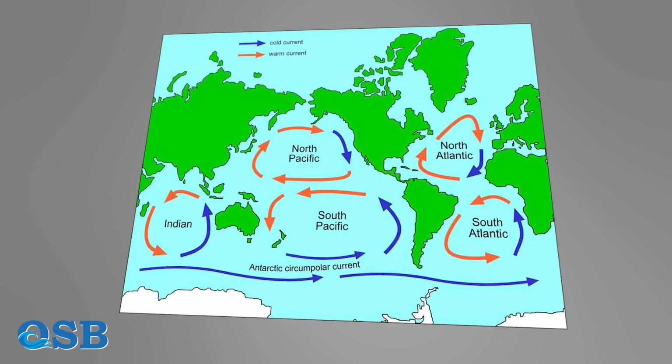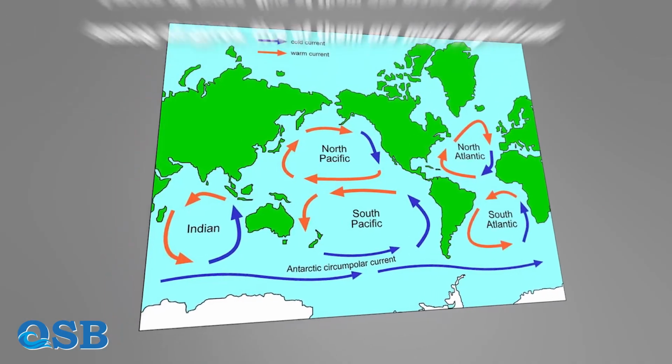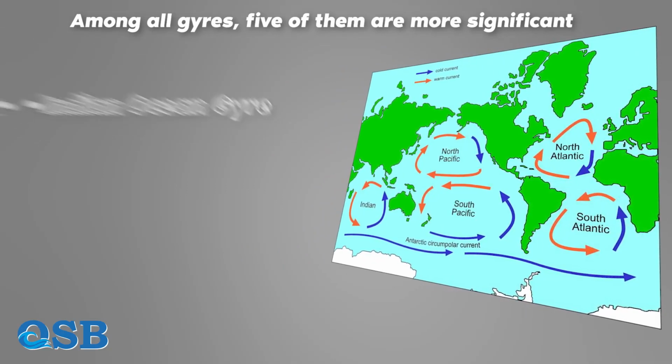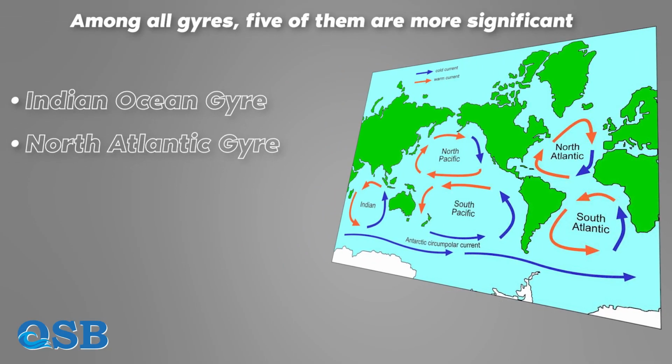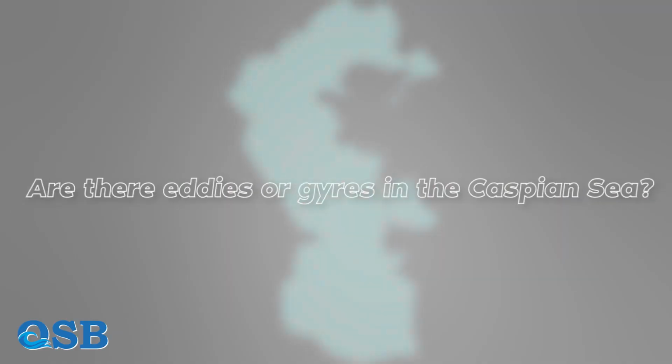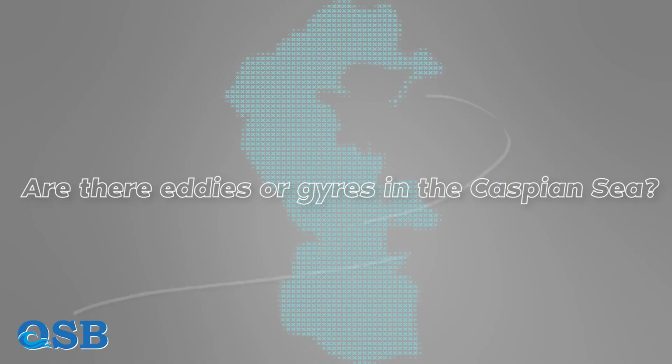There are many eddies and some gyres in the ocean. Among all gyres, 5 of them are more significant: 1. Indian Ocean Gyre, 2. North Atlantic Gyre, 3. North Pacific Gyre, 4. South Atlantic Gyre, 5. South Pacific Gyre. Are there eddies or gyres in the Caspian Sea?